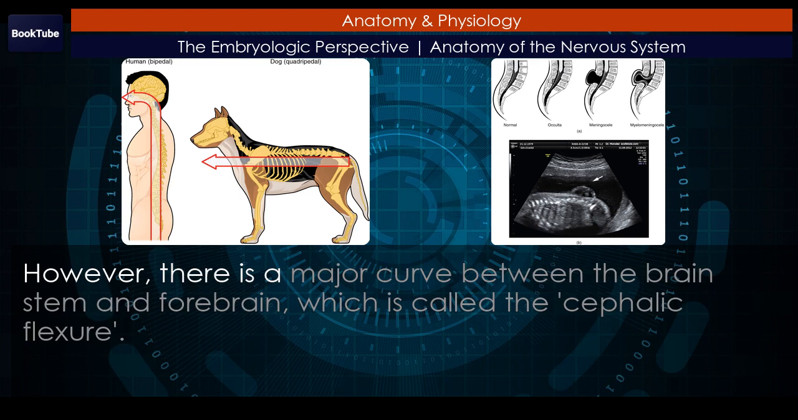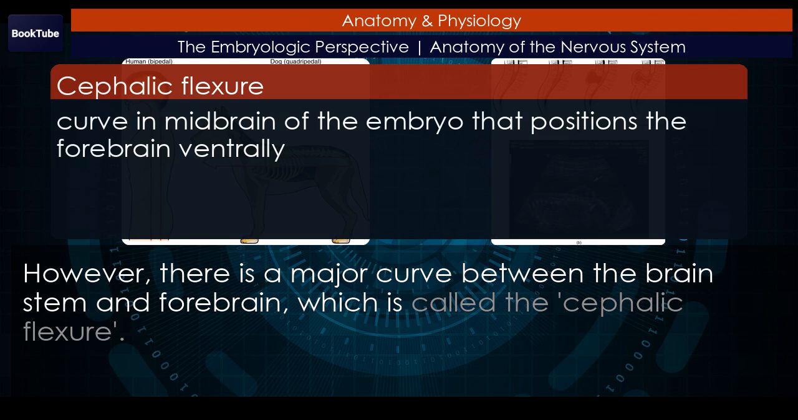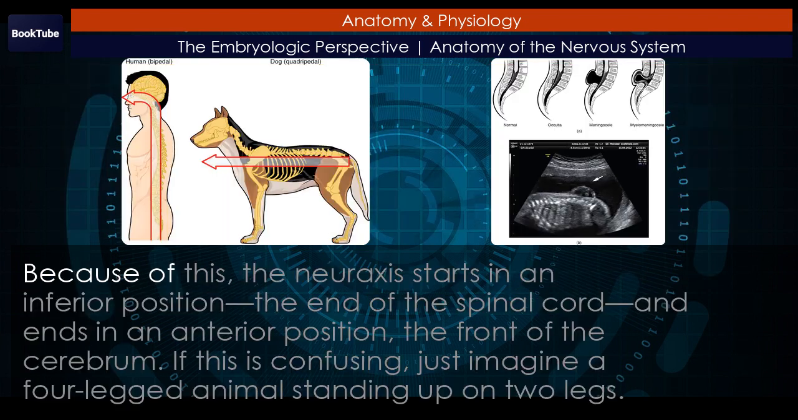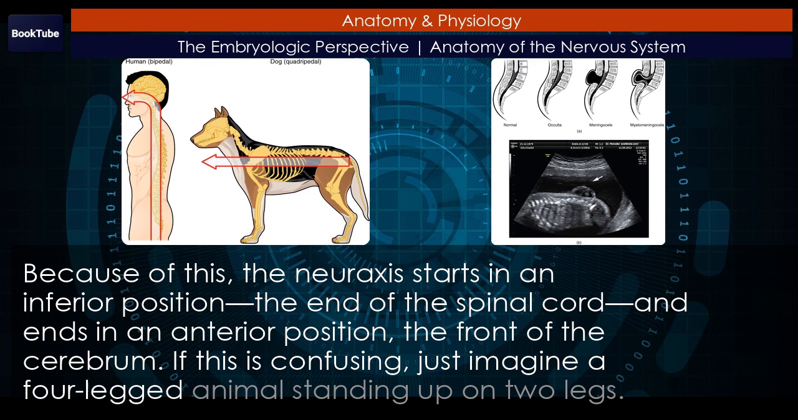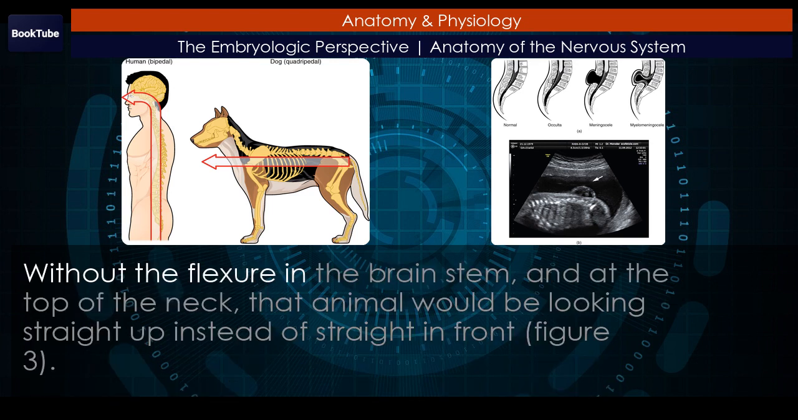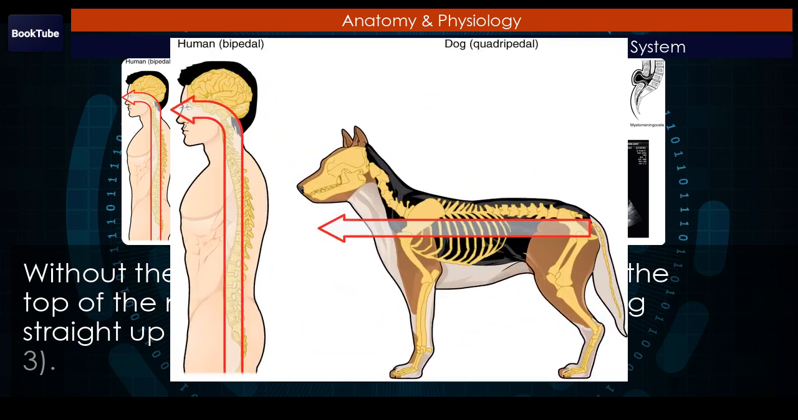However, there is a major curve between the brainstem and forebrain, which is called the cephalic flexure. Because of this, the neuraxis starts in an inferior position, the end of the spinal cord, and ends in an anterior position, the front of the cerebrum. If this is confusing, just imagine a four-legged animal standing up on two legs, without the flexure in the brainstem at the top of the neck. That animal would be looking straight up instead of straight in front.